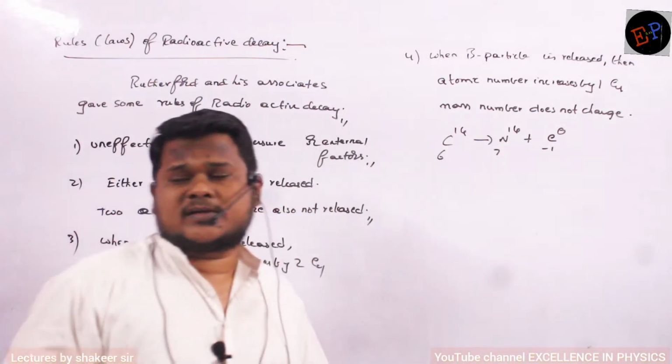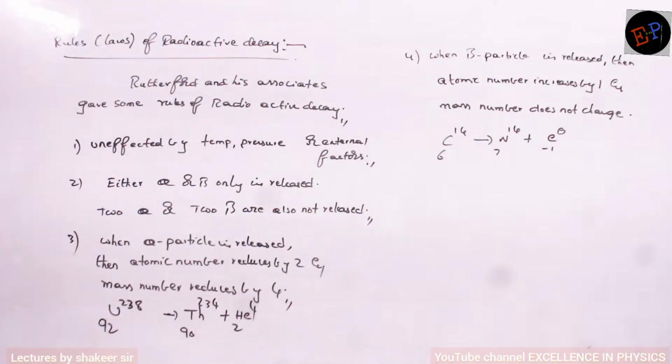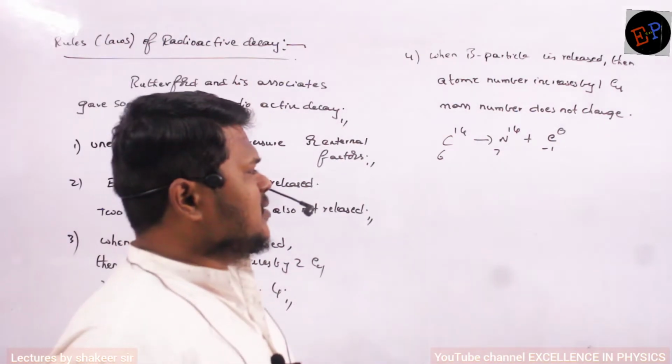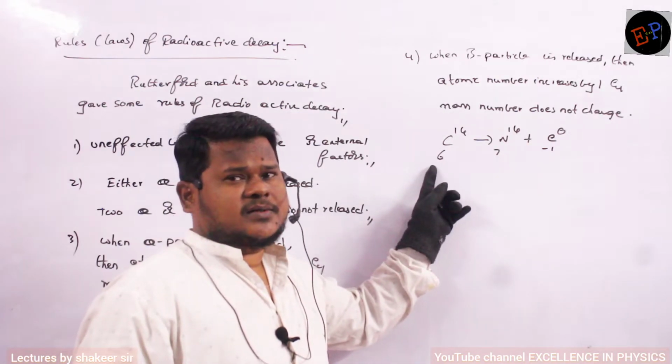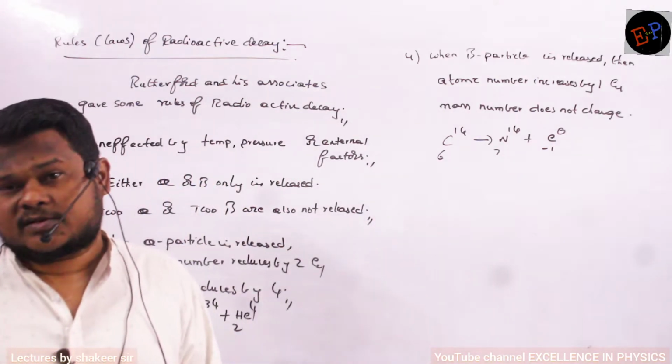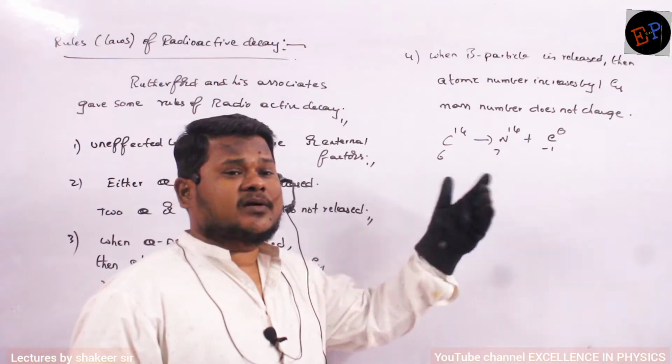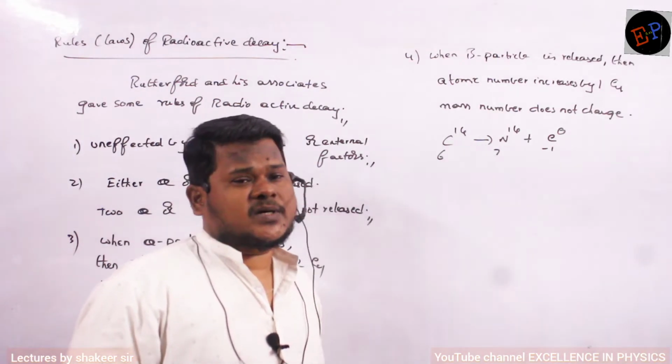Carbon-14 is not so stable. It is very unstable. So it tries to attain stability by emitting one beta particle. So the atomic number of carbon is 6, but the atomic number of nitrogen is 7. Clear now? So the atomic number increased. But what about the mass number?